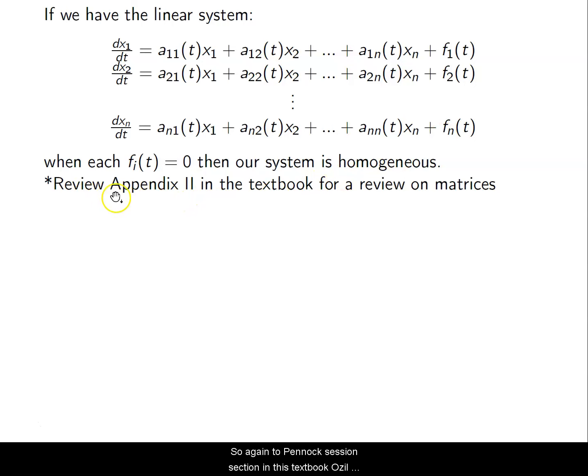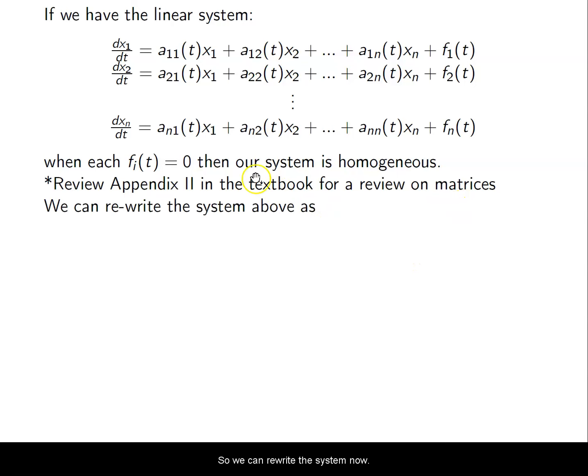So again, the appendix section in this textbook, the Zill textbook, is appendix 2, right? So go over that, review on matrices. Again, it talks about how to add, subtract, how to multiply, determinants, and solving an augmented system.